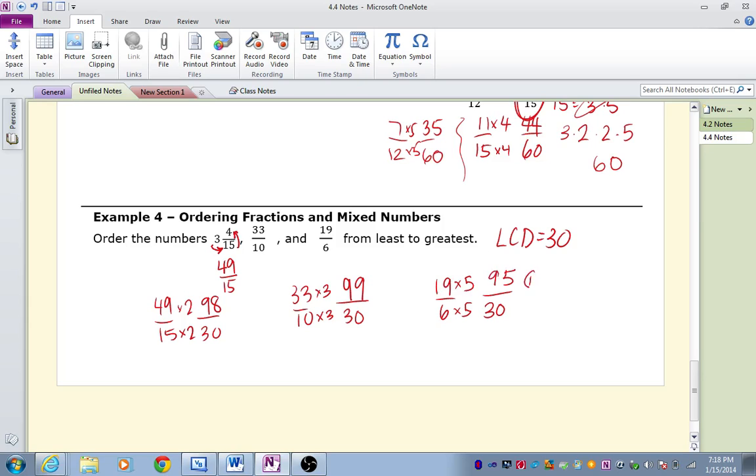Okay, so this would be our smallest. This would be next. And this would be our biggest. So finally, we're going to rewrite them because we don't want to just number them. The first number would be 19/6. The second number, we're going to put it in its original form, 3 and 4/15. And finally, the biggest is 19/6. We made it. My battery's not dead yet, and I am signing off.